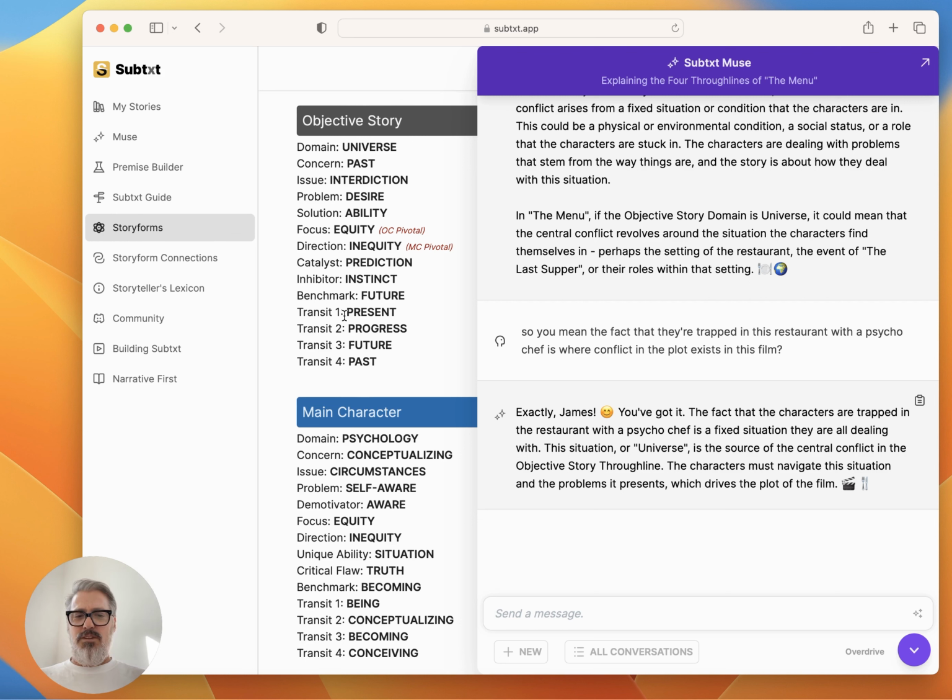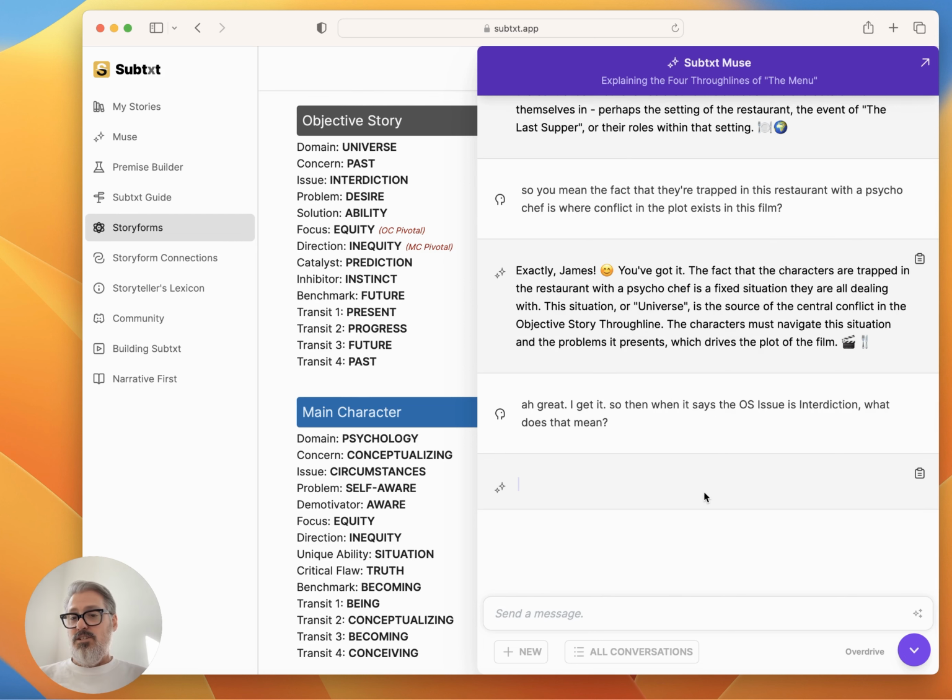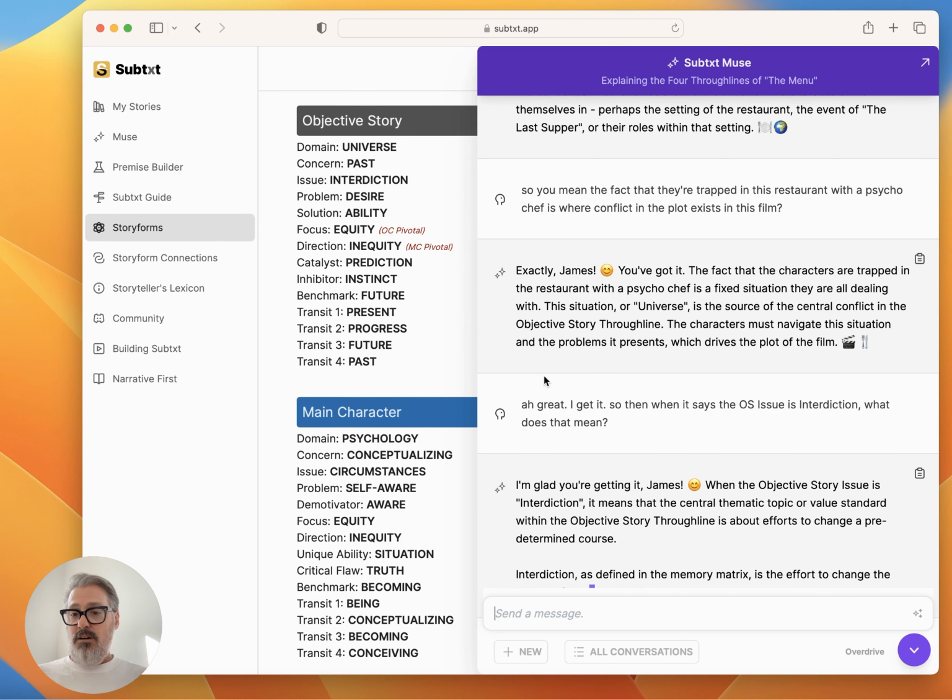What is an issue of interdiction? Ah, great. I get it. So then when it says the best issue is interdiction, what does that mean? So as you're watching, if things pop up, you can start to recognize it, because the absolute best way to learn any of this narrative theory is to have the experience of going through a particular narrative and seeing these story points reflected in that narrative so that you can build up your understanding of it and then apply it to your own story.